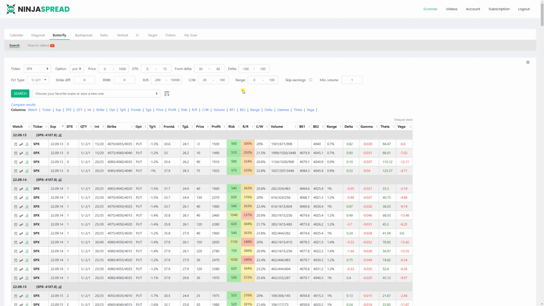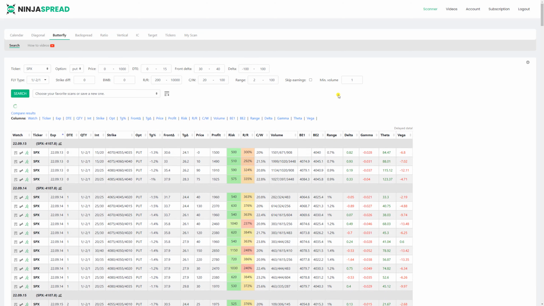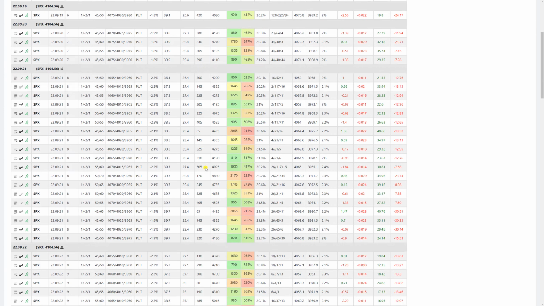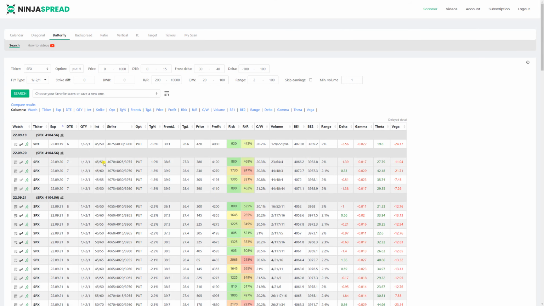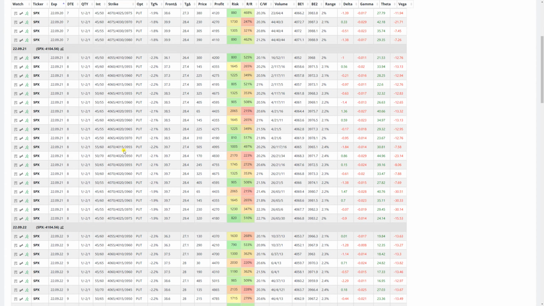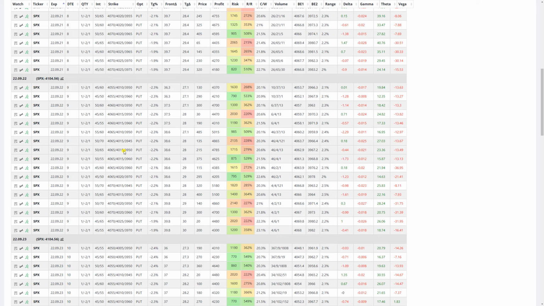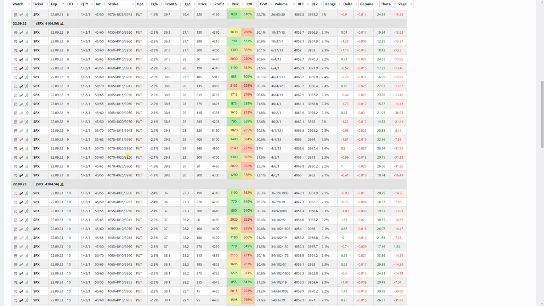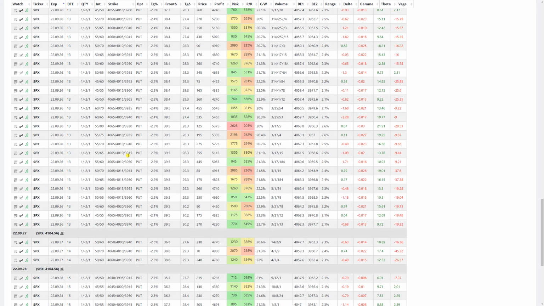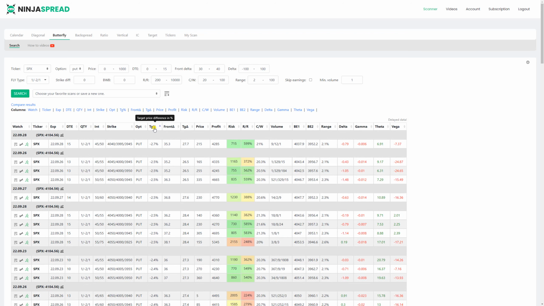Now we have found results, and the range should be set to at least 2, because I can see there are very narrow butterflies in here, which doesn't make sense at all using SPX. So 4550, 4550, 4560, 5070, there are different types of combinations. 5570, there are many types, right? The closest to the money is this one with 45 to 50.